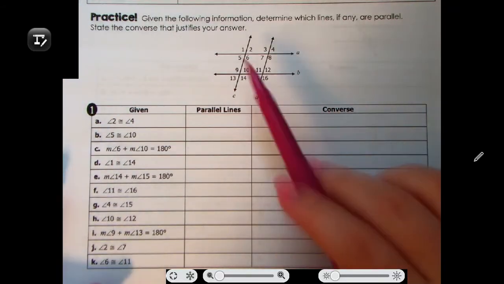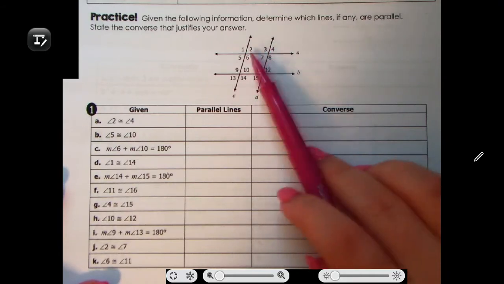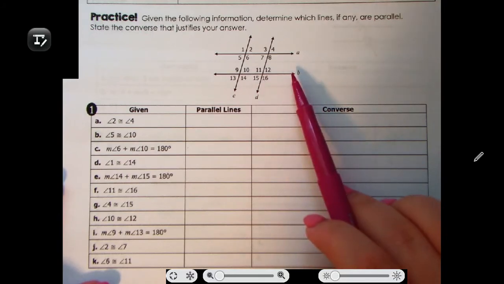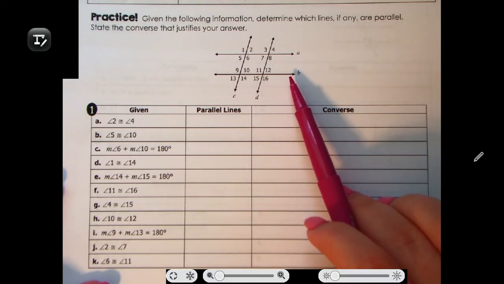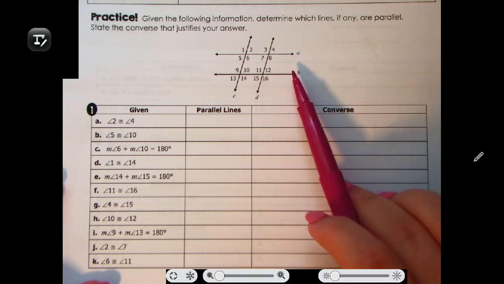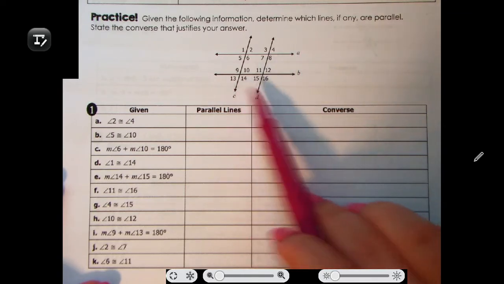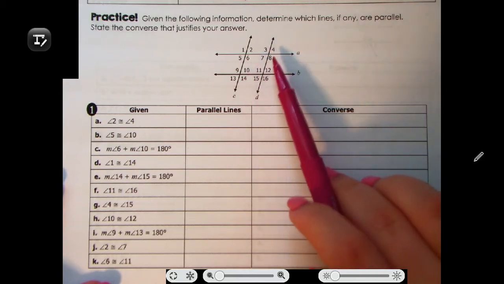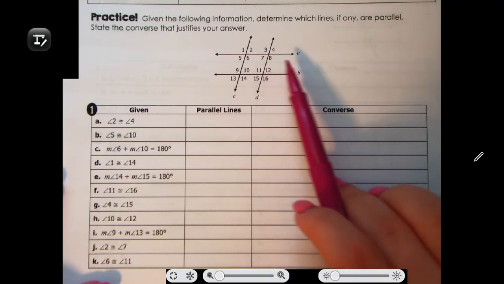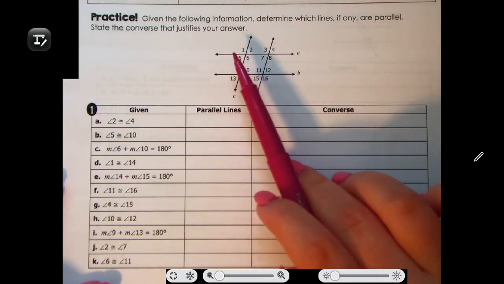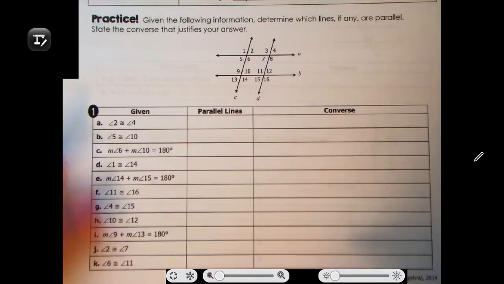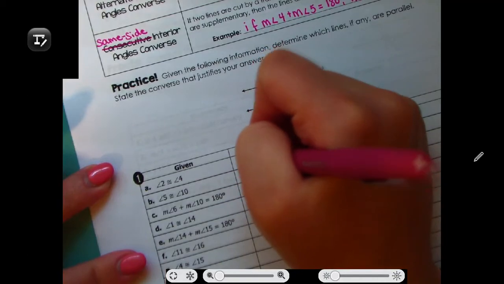So for example, let's say I thought my answer was A and B. Okay, well, 2 and 4, neither one of those are on line B. They have nothing to do with line B. So they are not proving that A and B are parallel. They're proving that C and D are parallel. So angle 2 is on line C, angle 4 is on line D, and then they're being cut by this transversal A. And A is what is forming those angles on these two parallel lines. So we would say C is parallel to D.